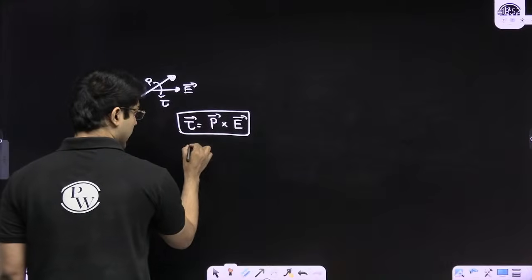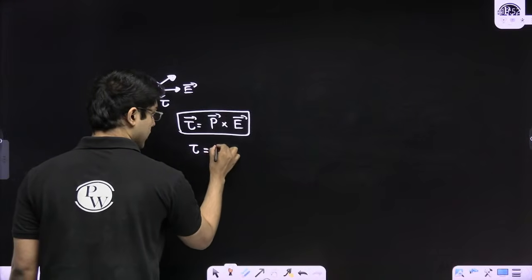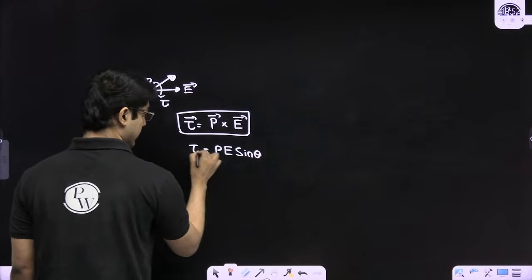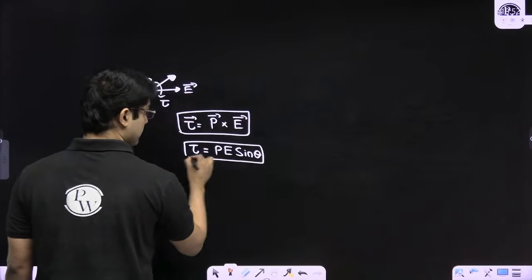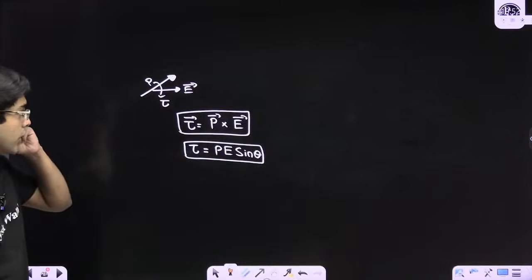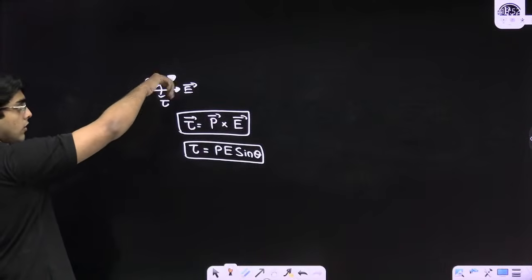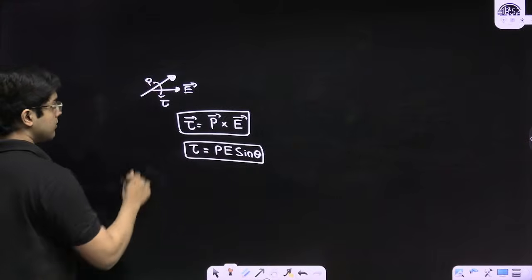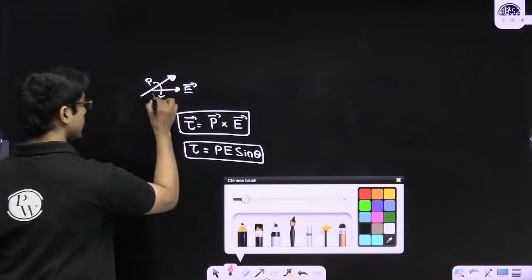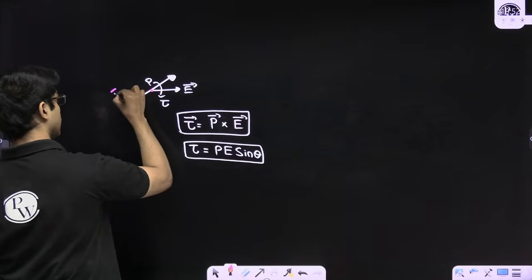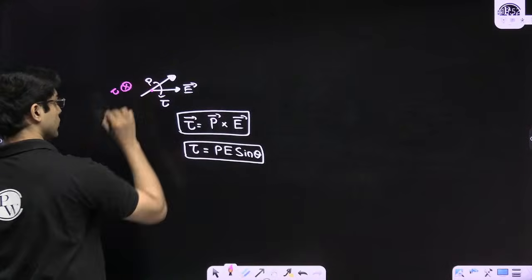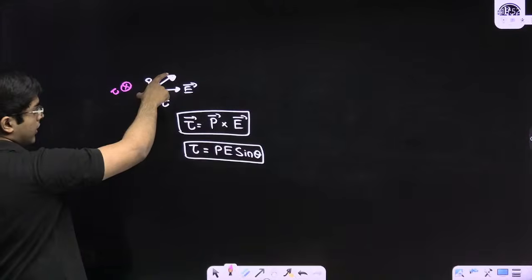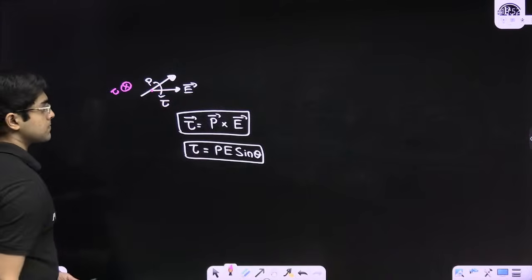Okay, and if you want the magnitude, what is the magnitude of a cross product? PE sine theta. It will be PE sine theta. So just do P cross E. So basically the torque is into the page. In this case, the torque direction will be into the page, which means it is trying to rotate the dipole clockwise. So the dipole will try to rotate clockwise.